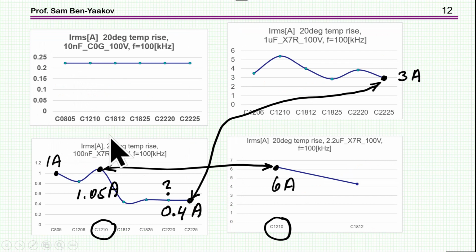The RMS current, of course, depends on the ESR. You don't see it here, but we do see for the same capacitor, which is assumed to have the same ESR, which is incorrect, we have seen it already, you see big differences. 1 amp for this is a 20-degree rise of temperature, and here is 0.4. While here, same package here, although it's a different capacitor, this is 6 amp and this is 1 amp. This could be explained by the fact that the ESR here is much lower.